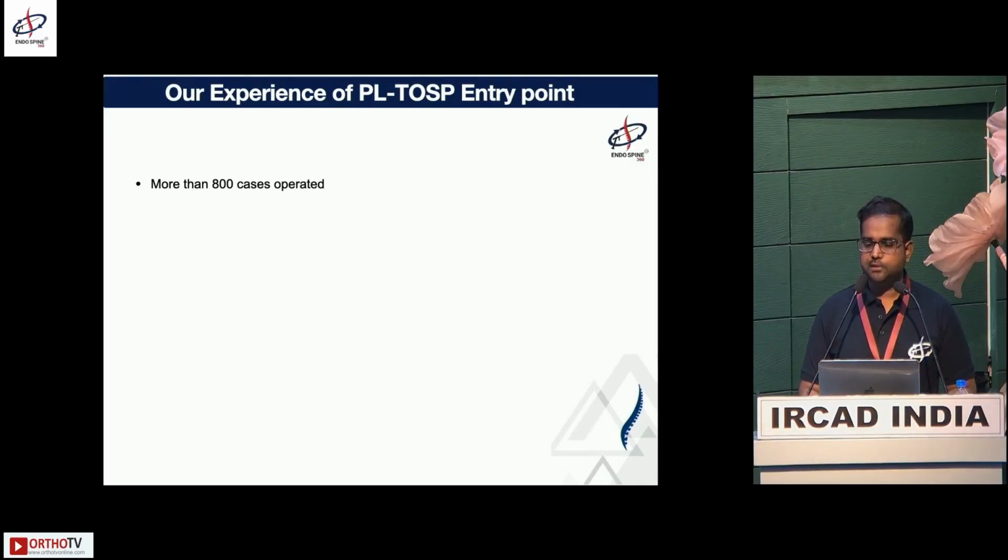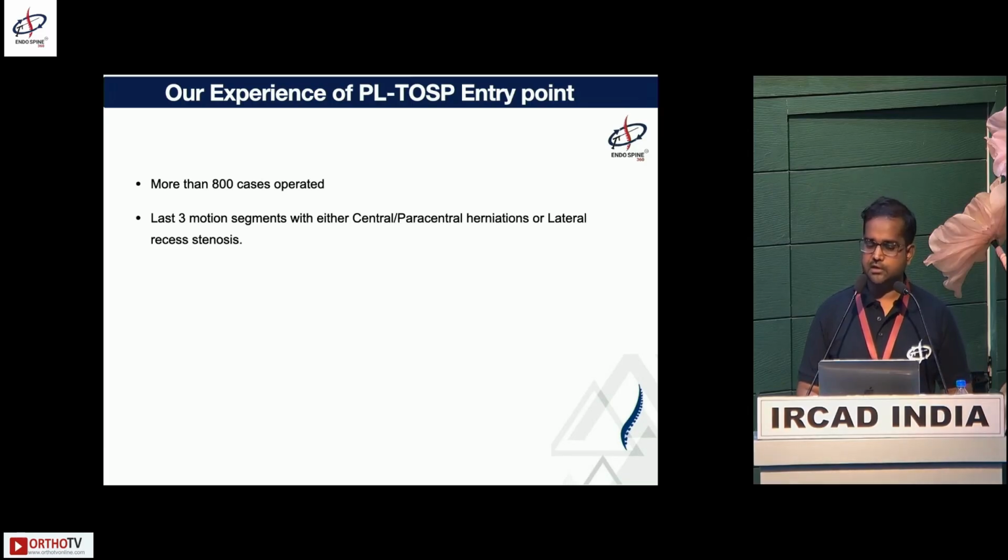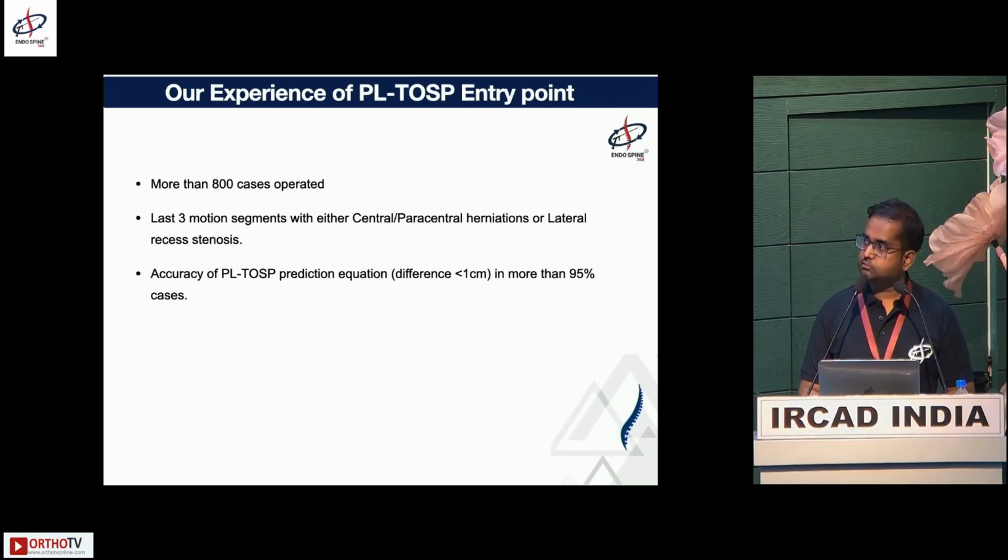So till now we have experience of more than 800 cases. Last three motion segments with either central or paracentral herniations or lateral stenosis are the main indications for this entry. It is not that all pathologies can be dealt with a single entry point, but for the most common pathologies that we encounter in the lower lumbar region, we can deal with this entry point. And the accuracy of this formula was more than 95%. The difference between the actual entry and the formula was less than 1 centimeter in more than 95% of the patients.